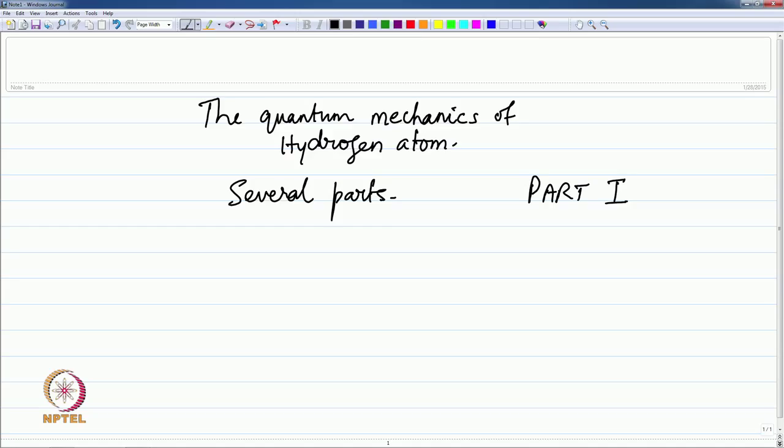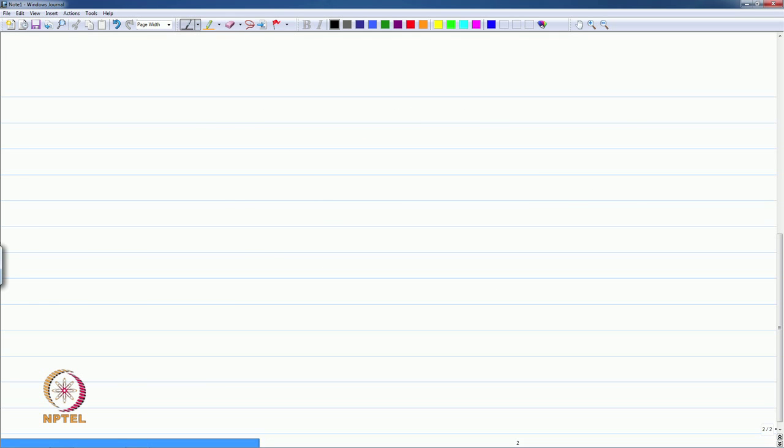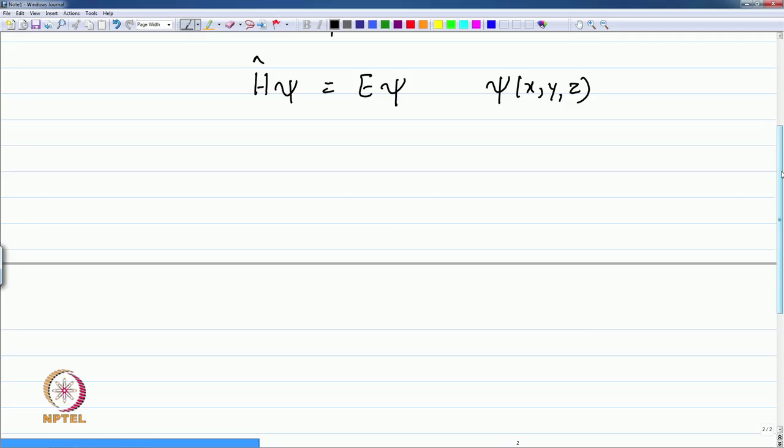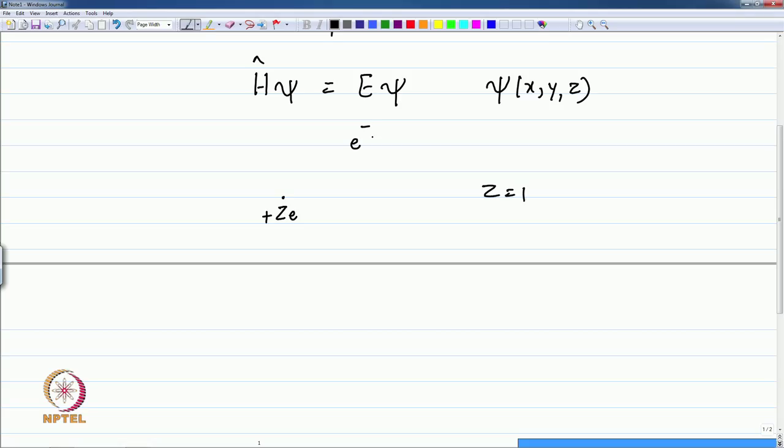So this is part 1 of the quantum mechanics of the hydrogen atom, and in the solution of this equation, H psi is equal to E psi, where now psi is a function of three-dimensional Cartesian coordinates. We do use a classical starting point of the nucleus with an electron somewhere, and the nucleus having a positive charge plus Ze, where Z is 1, and the electron with a minus charge, at a distance of r.